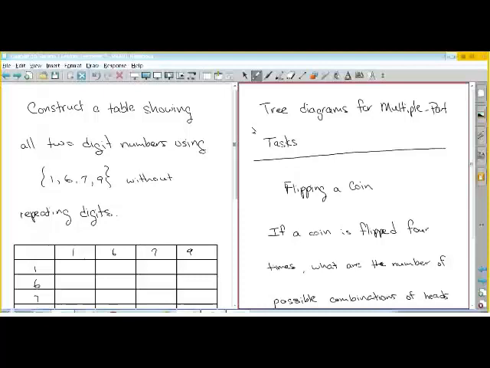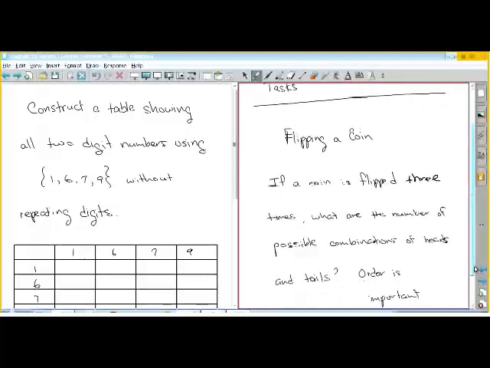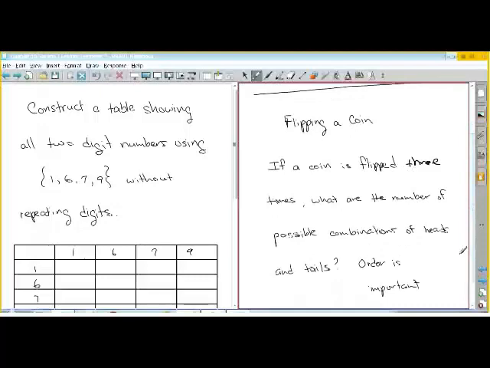So what we're going to do is flip a coin, and I'm going to change it to 3 instead of 4 because I've decided to change that. So if a coin is flipped 3 times, what are the number of possible combinations of heads and tails? And the order is important. So we're not asking how many combinations have two tails, we're asking what are the combinations, whether the two tails are first or the two tails are last out of three. That's different, at least in this initial question that I'm going to ask.